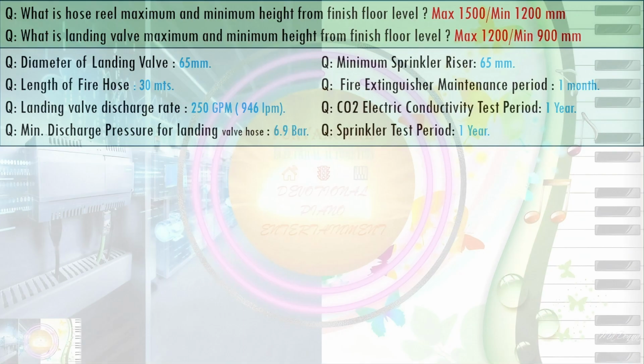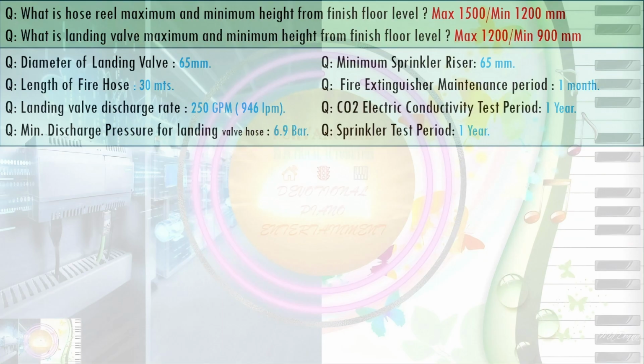Length of fire hose 30 meter, which we have already discussed. Landing valve discharge rate 250 GPM and 946 LPM. Minimum discharge pressure for landing valve or hose 6.9 bar. Minimum sprinkler riser, that is the 65 mm riser, which is asking about the top distance.